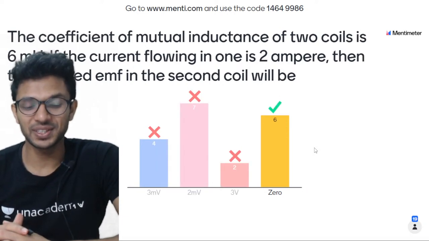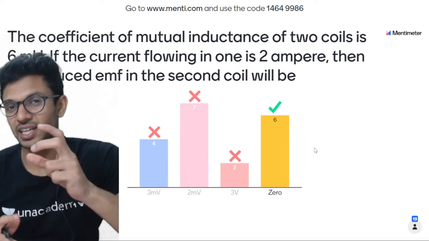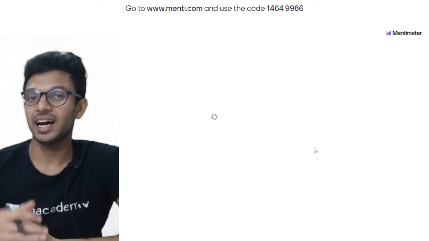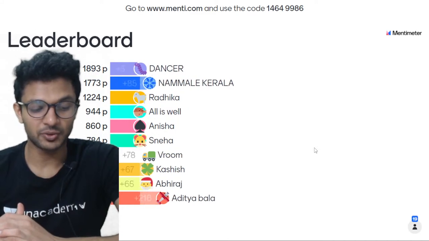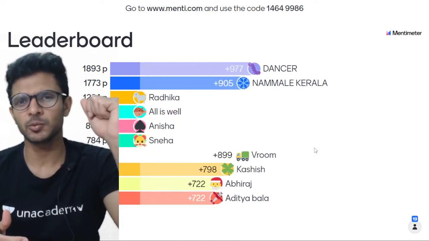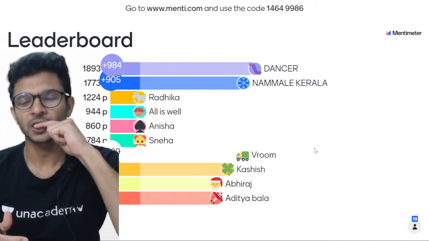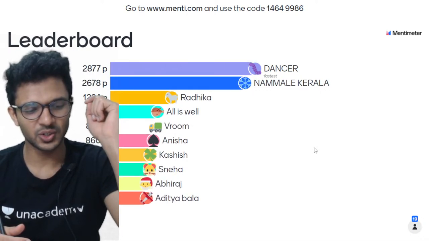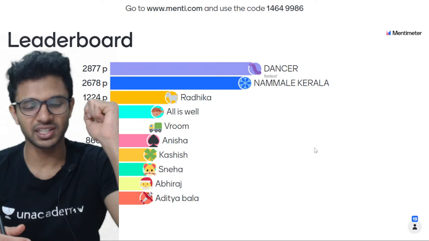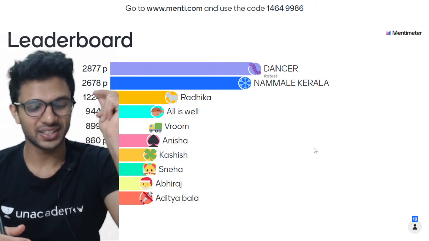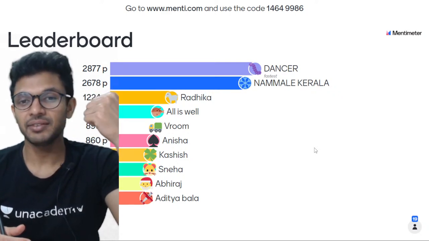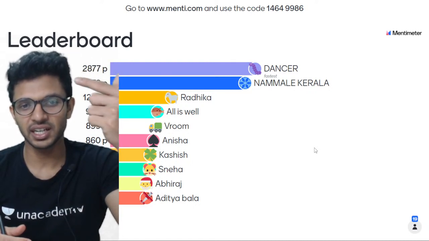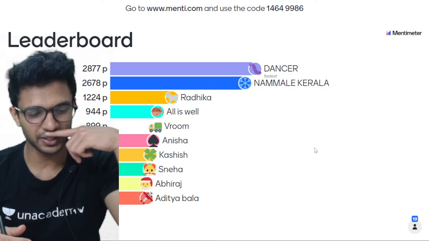Very good, very good. So these are the six students who are actually listening to the class. Good. So I'll reveal how the answer is zero after looking into the leaderboard. First, let's see. Who is on our leaderboard? Dancer? Oh my, dancer? So you really wanted to be on top of the leaderboard today, right? Okay, so yes. Then we have Myara, Ratika, Vru, Manisha, Kashish, Neha, Abhiraj and Aditya. Very good, very good, very good.